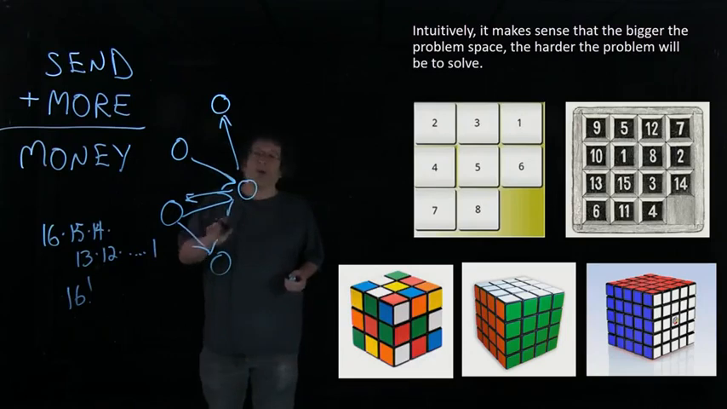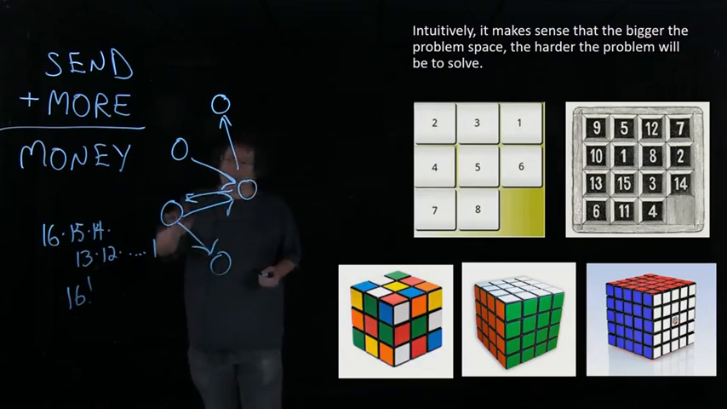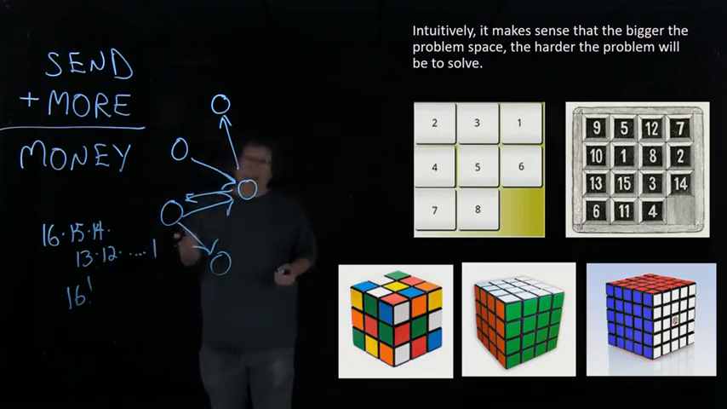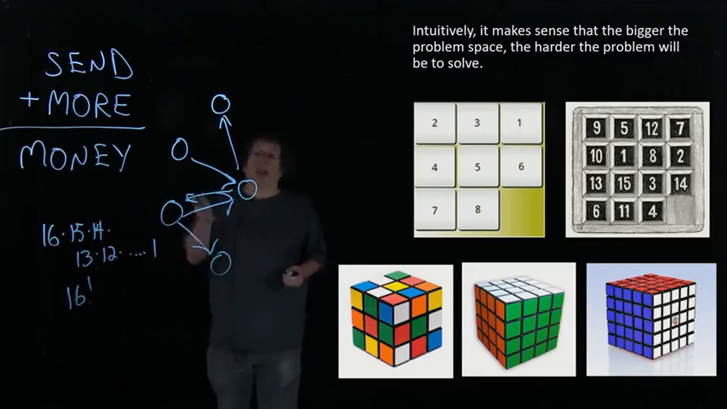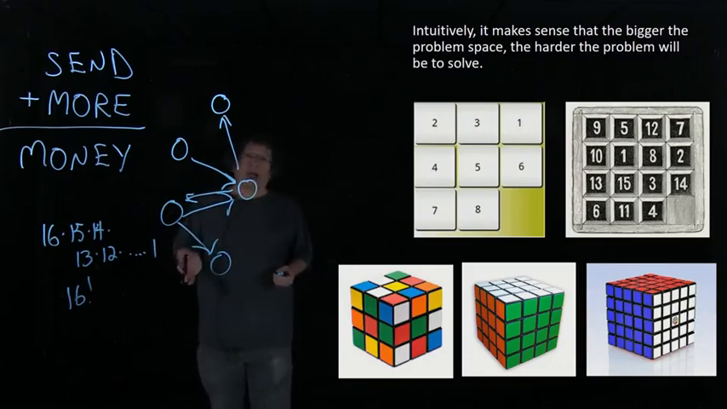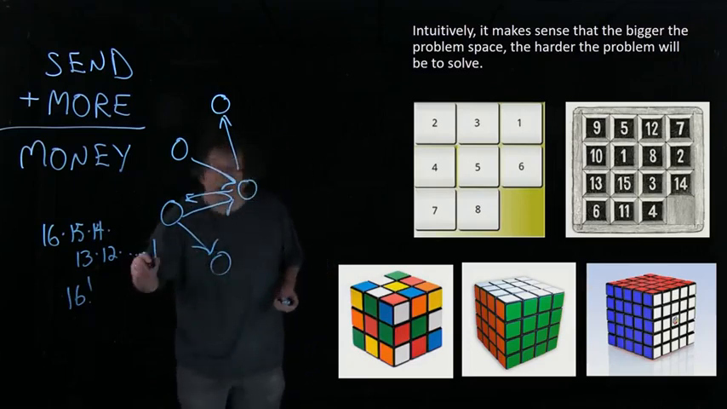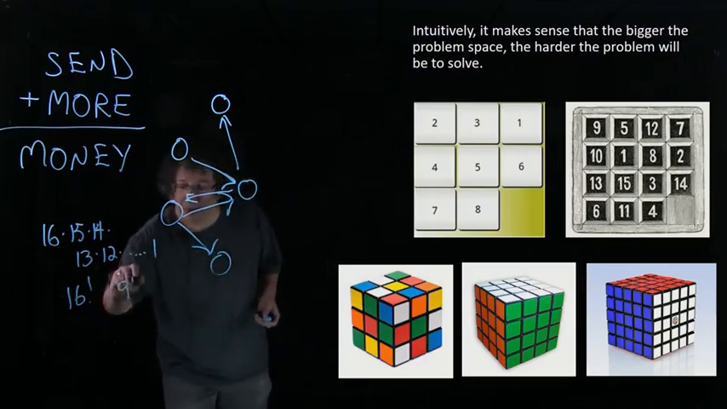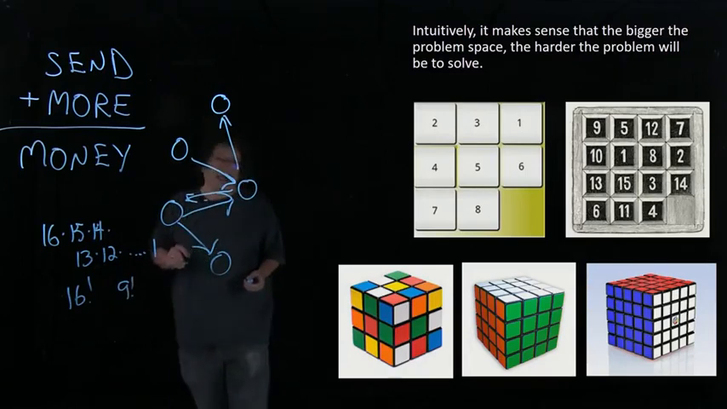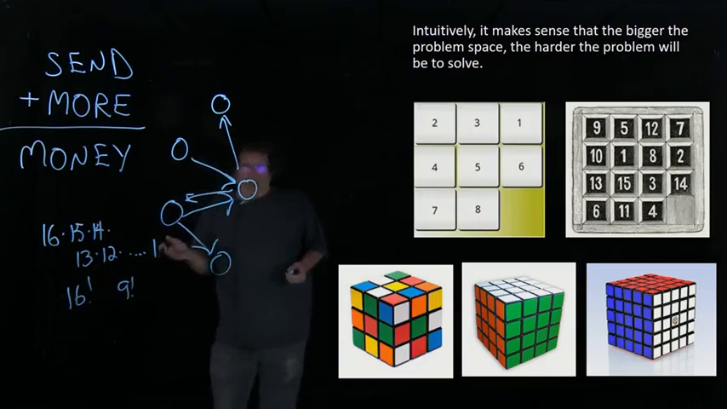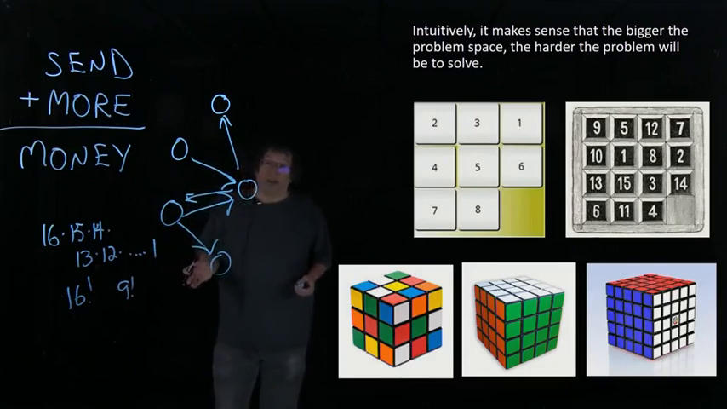In fact, that's not quite right, but I'm not going to go into the details. This is a pretty good estimate. 16 factorial is a big number. It's a lot of distinct states in this puzzle. How many states are there in the 8-9 puzzle? Well, by the same reasoning, there are 9 factorial states in the 8-9 puzzle. That's not a small number, but it's considerably smaller than 16 factorial.